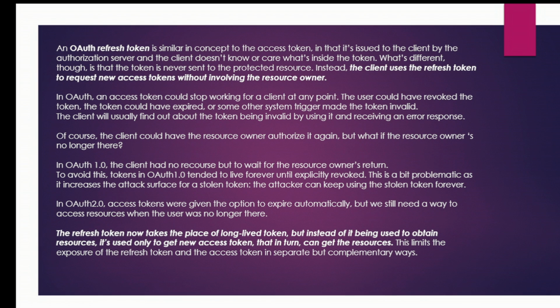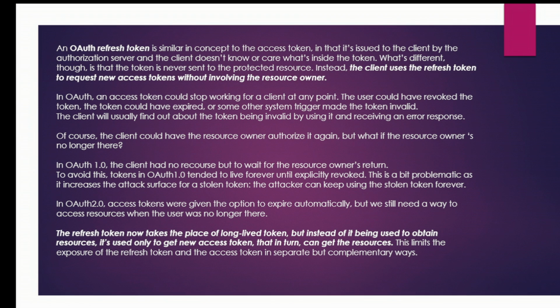So then what's the difference? The token is never sent to the protected resource. Instead, the client uses the refresh token to request a new access token without involving the resource owner. So basically, you are not involving the resource owner, but you are getting a refreshed new access token, because an access token has some validity, maybe 60 minutes or 120 minutes. Before it expires, you refresh it and get a new access token, and then you delegate that to the resource server. That's the advantage of the refresh token.